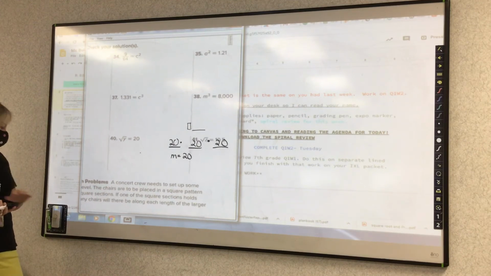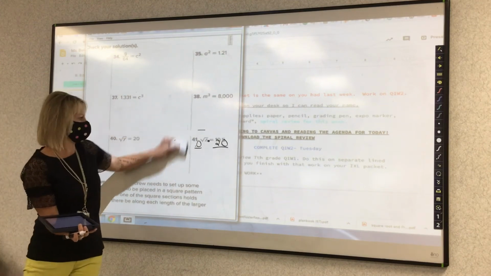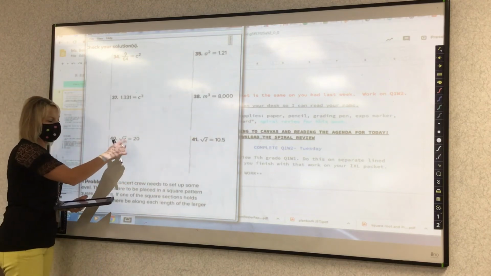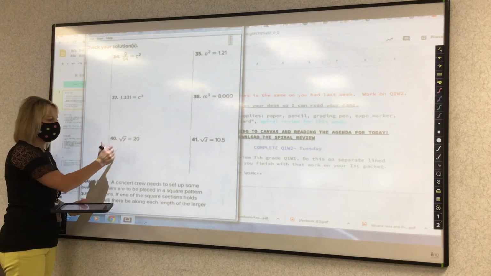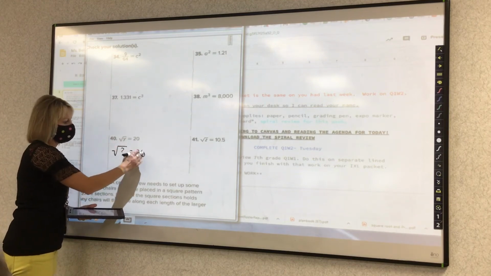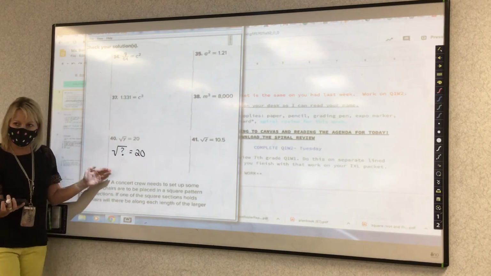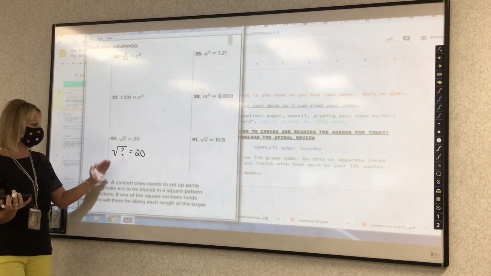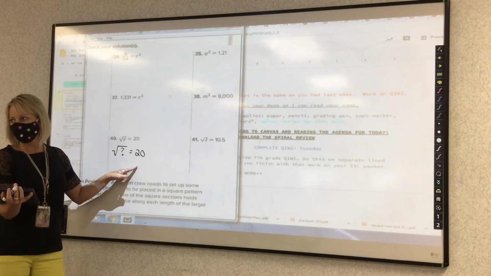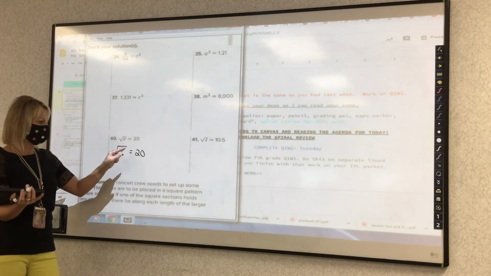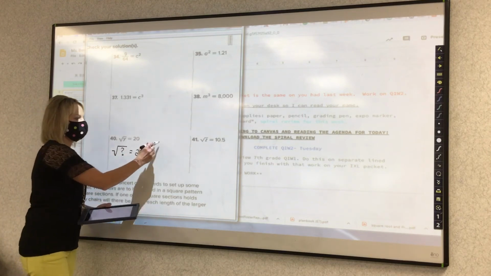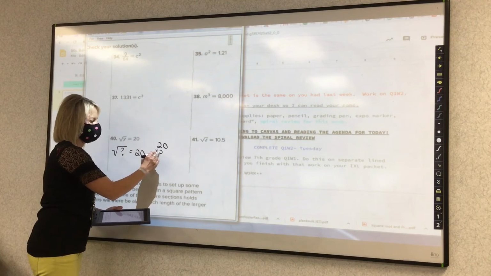40 confused a lot of you because I think you were overthinking it. You were trying to find the square root of something. So if the square root of something equals 20, the inverse of a square root is squaring a number. So we have to take 20 squared to find our answer. So we need to do 20 times 20.